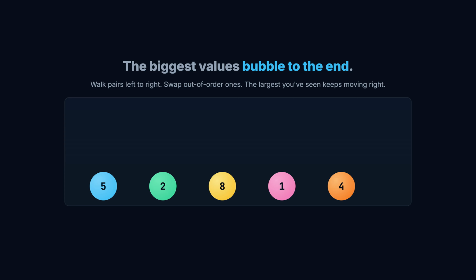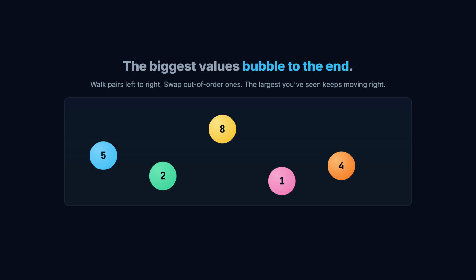Every time we bump into a number that is bigger than its right-hand neighbor, we swap them. So the biggest number we have seen so far keeps getting passed along to the right. It bubbles to the end. That is where the name comes from. Big values rise to the top of the list the way air bubbles rise through water. By the end of pass 1, the largest value in the whole list is guaranteed to be in its final position at the far right. Do another pass, and the second largest slides into place. After n passes, everyone is home.